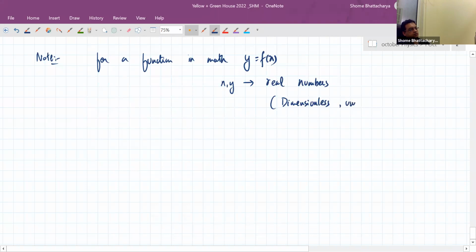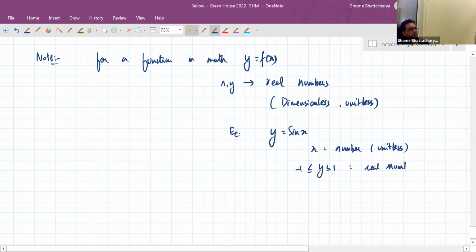Okay, they are unitless. So, for example, we write the function y is equal to sin x. Here, x is a number, does not have any unit. And y is a number between -1 and 1, but it's a real number. It is unitless.